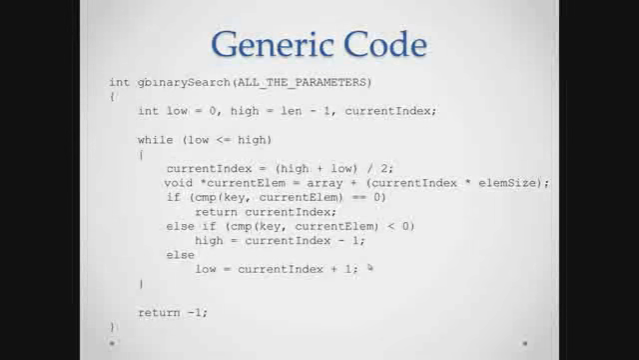So if the key is less than the element at the current index, the compare function will return a negative value, so it'd be less than 0. And if the key is actually less than the element at the current index, we need to look to the left. So we need to modify the high variable. Otherwise, we know that the key is greater than the element at the current index, and we need to modify the low variable, which is all stuff we talked about in the previous tutorial.